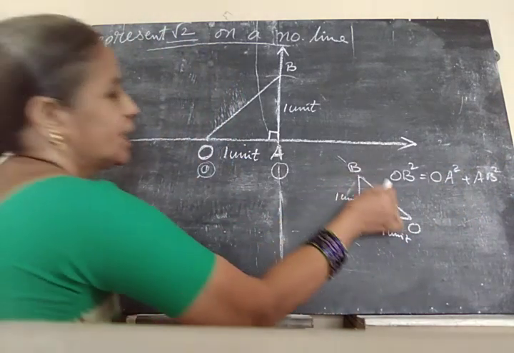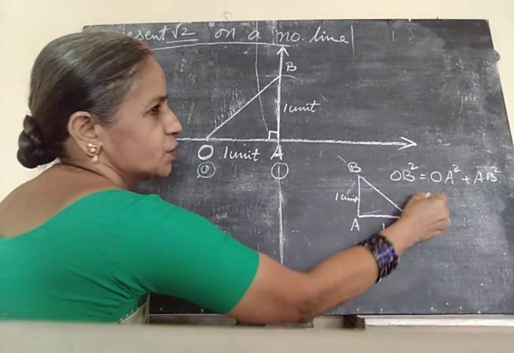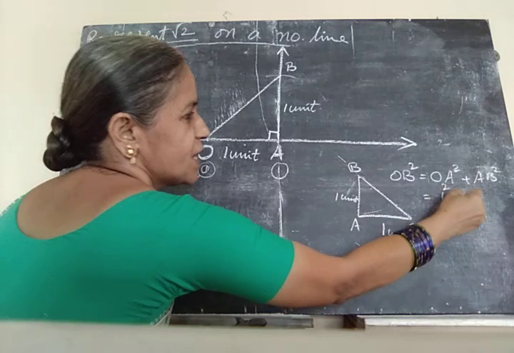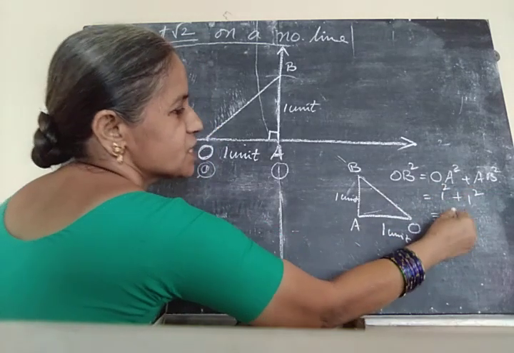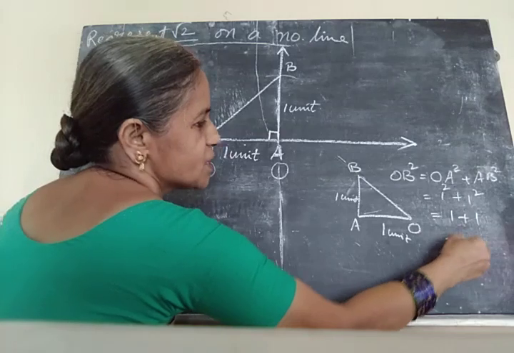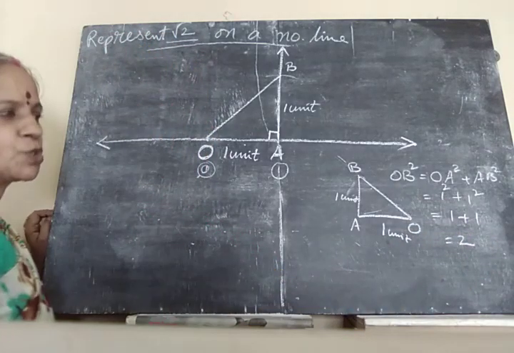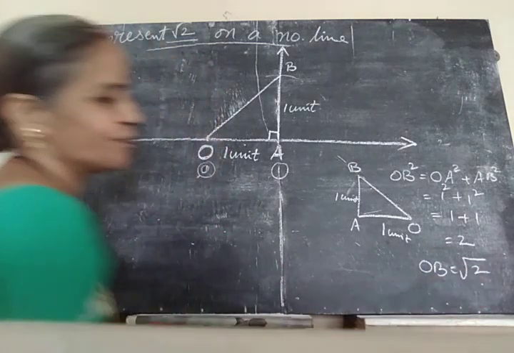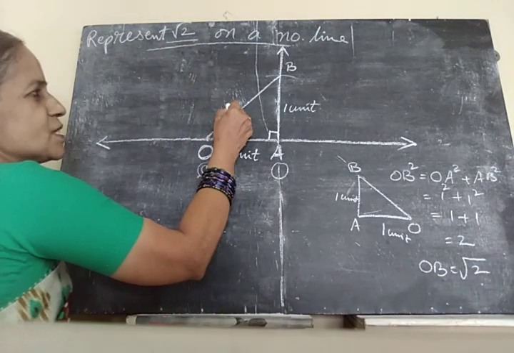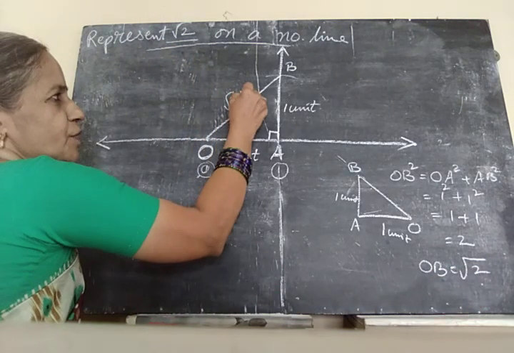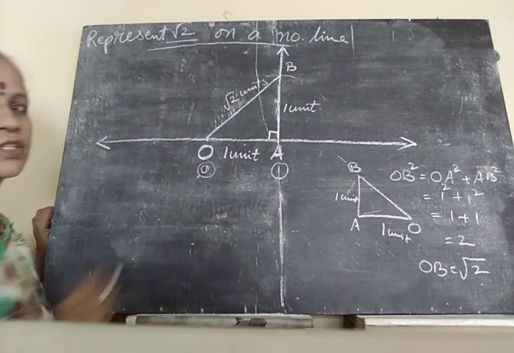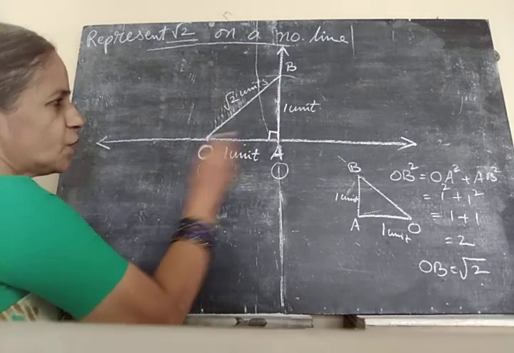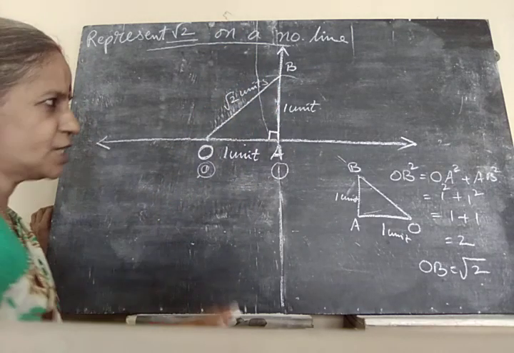Remember. So OB square is equal to 1 square plus 1 square. 1 square means 1, so 1 plus 1 is 2. OB square is equal to 2. So OB is equal to how much? Square root of 2. So OB is root 2 units. Understood, children?